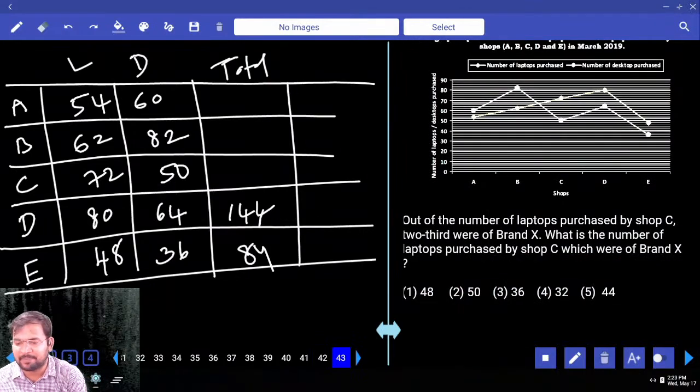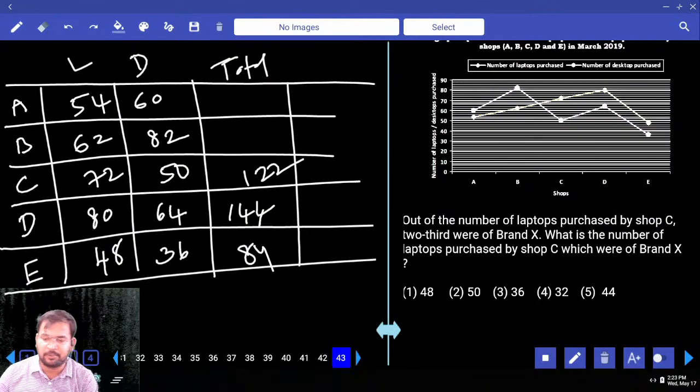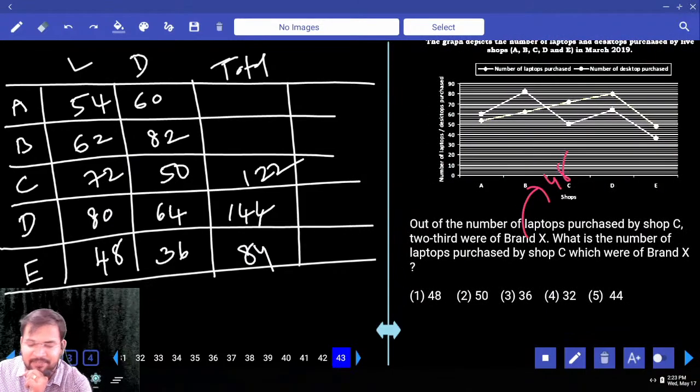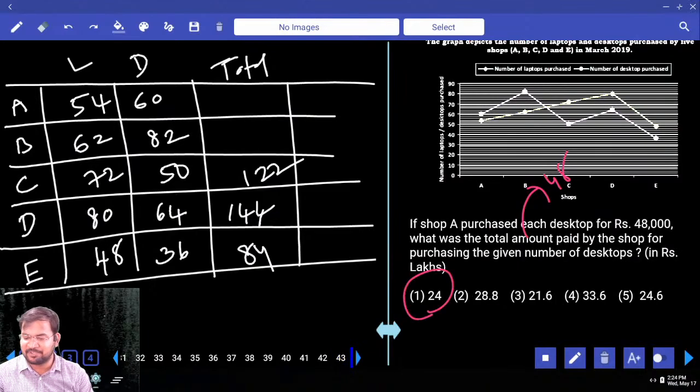Out of the total number of laptops purchased by shop C, total it is what? 122. So 2/3 were out of the total number of laptops, only laptops, not total. 2/3 are brand X. 2/3 is nothing but 48. 48 is brand X. Next, what is the number of laptops purchased by shop C which were brand X? That one only they're asking.